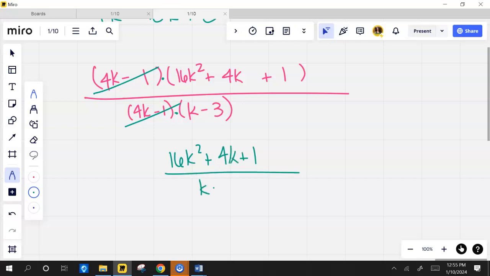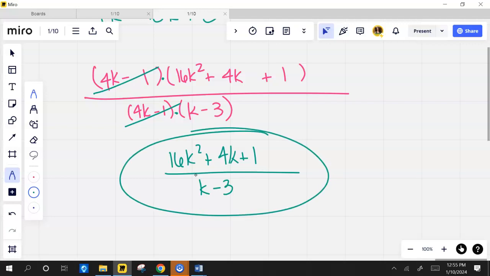And on the bottom, can I cancel any of those K's out? No. I'm done. That's simplifying. That's as far as you can go.